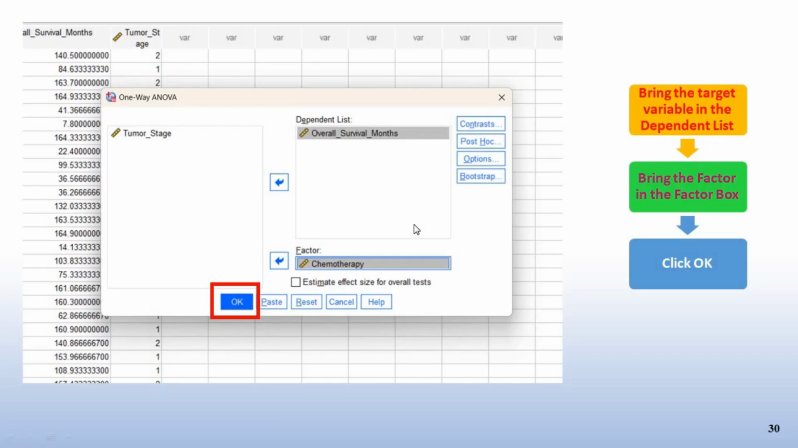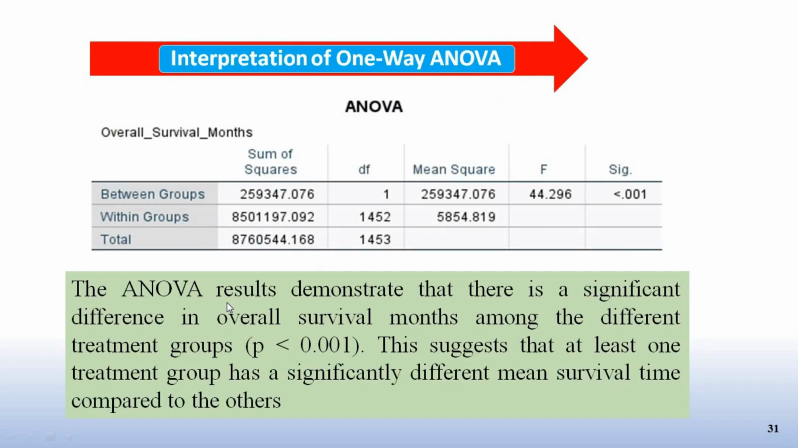Then after that you bring the target variable into the dependent list. So this window will come after performing the three steps, with dependent list: overall survival months. So this is the target variable. And to bring the factor into the factor box, just click on chemotherapy, then it will come here, and then click OK. Then you will get the result.